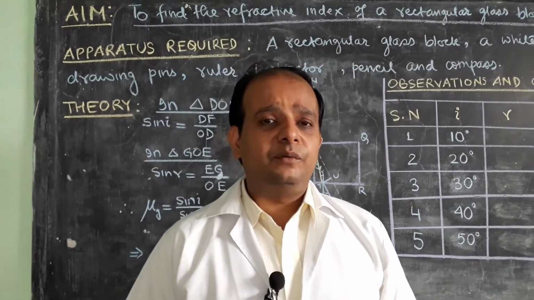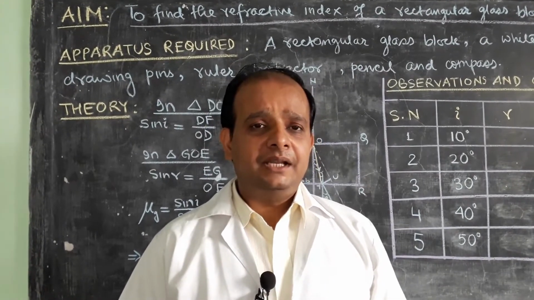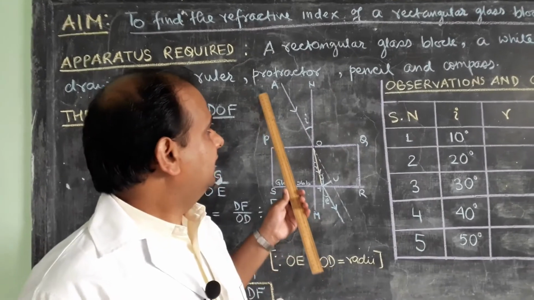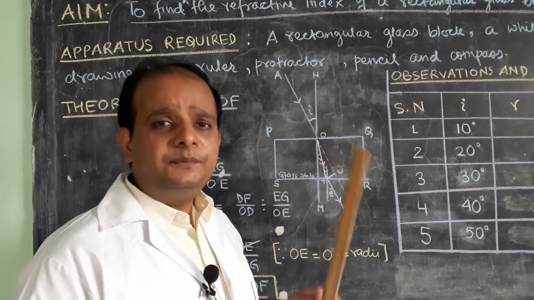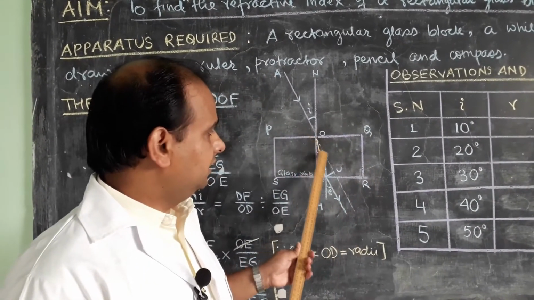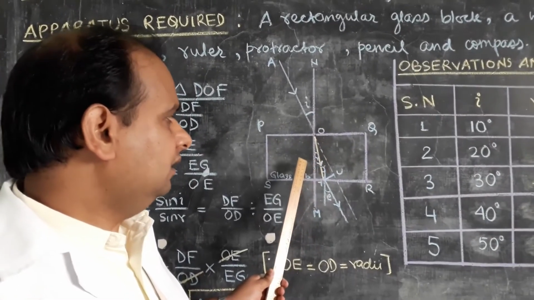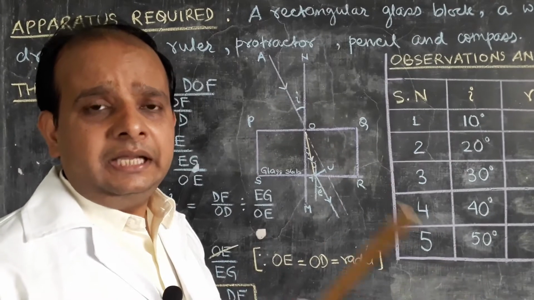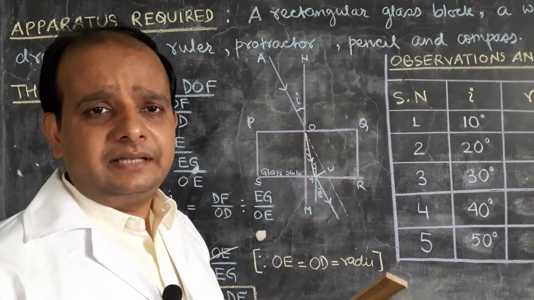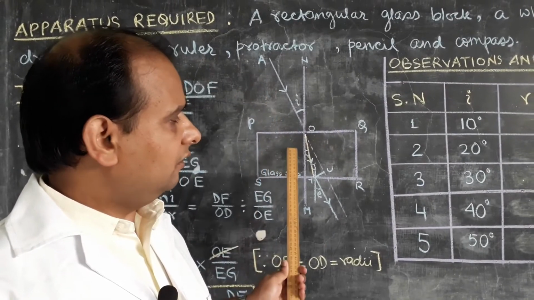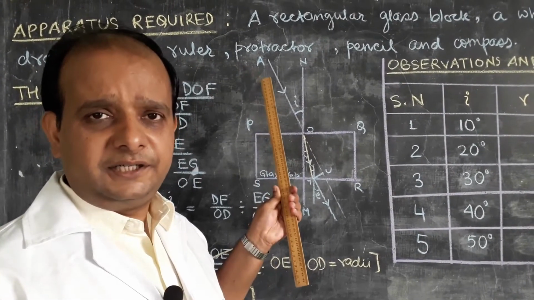So let's know what is refraction of light. Refraction of light means when a ray of light is traveling from one optical medium to another optical medium, the ray of light will get bent either towards the normal or away from the normal. It depends on whether the light is traveling from a rarer medium to a denser medium or from a denser medium to a rarer medium.